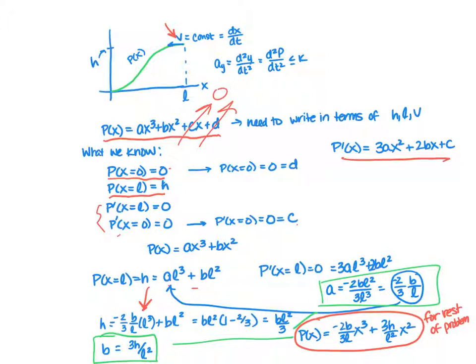Oh, I forgot, I have to substitute in for B. We get A is minus 2B over 3L times x cubed plus 3H over L squared. I mistakenly said that's for the rest of the problem, but we're going to have to simplify that just a little bit. So I get minus 2B over, let's try to do this.